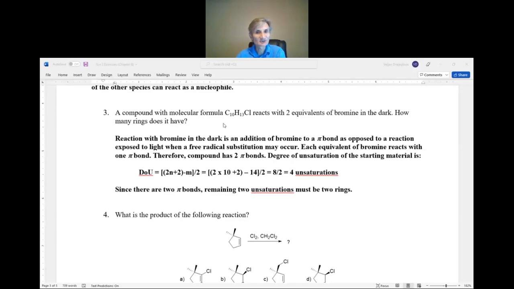N is the number of carbon atoms, 10. M is the sum of the number of hydrogens and halogen atoms. That's 13 plus 1, 14. So 2 times 10 plus 2, that's 22, minus 14, that's 8. 8 divided by 2, there are 4 unsaturations. We know that 2 are pi bonds, so the remaining 2 unsaturations are rings. And so the correct answer would be 2 rings.